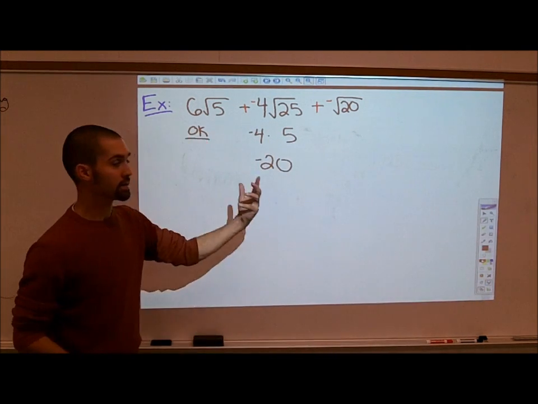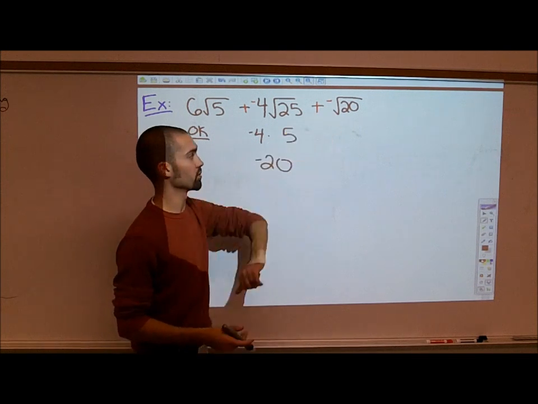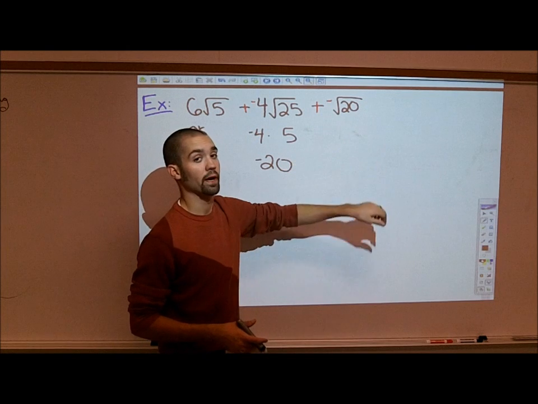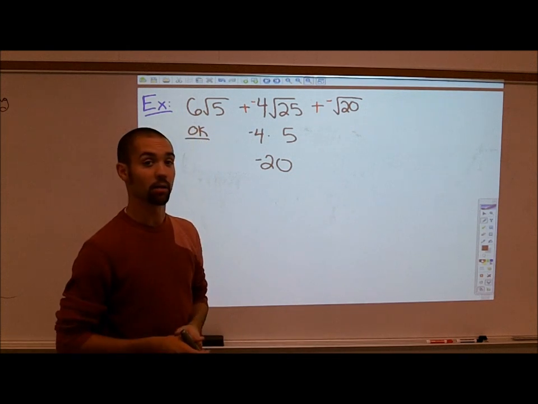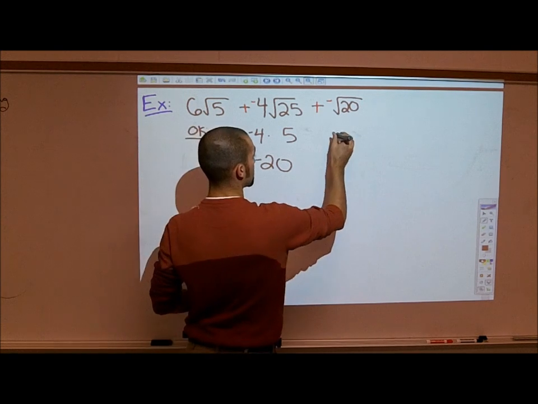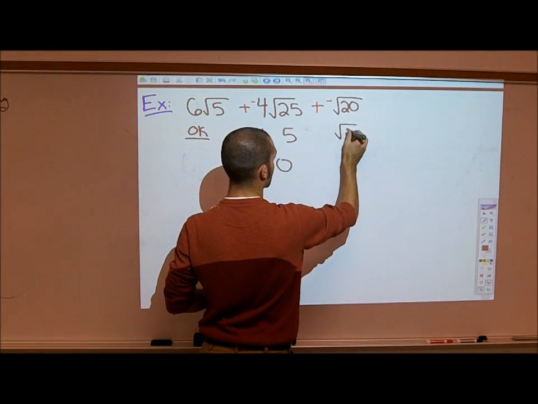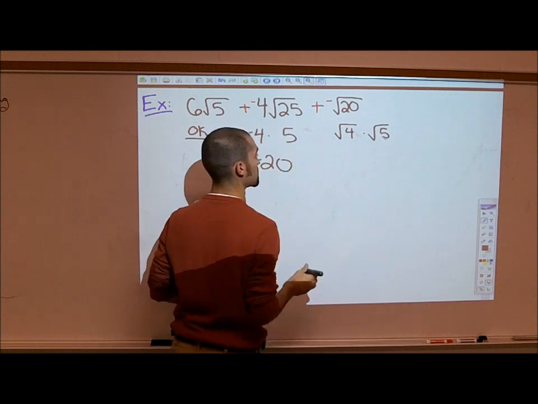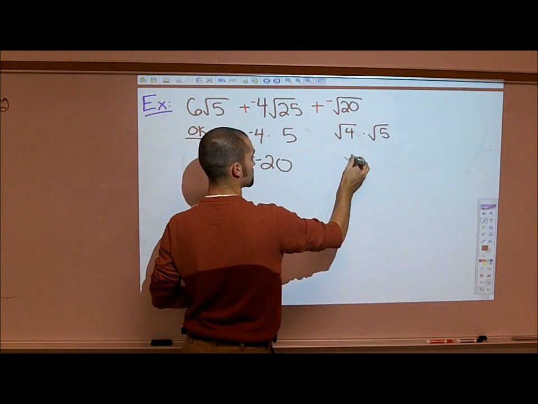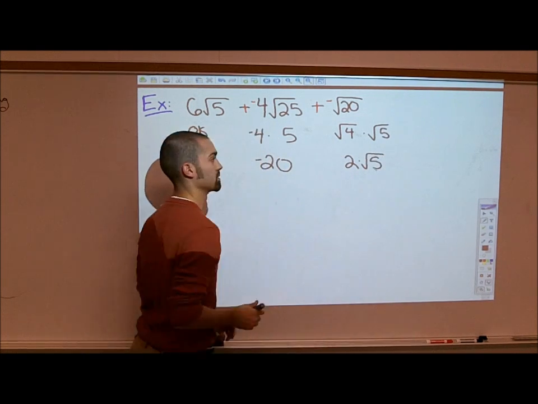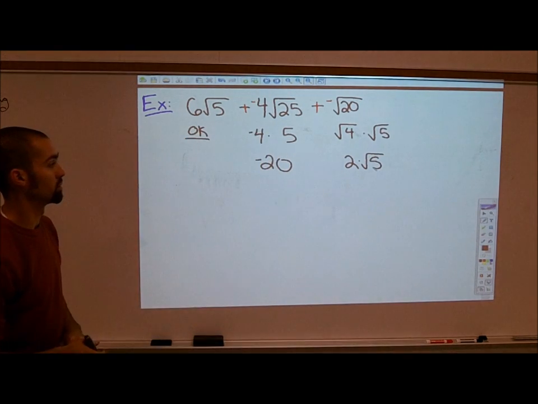And then I'm going to this guy. Well, this is the negative square root of 20. I know my final answer there is going to be negative. So now I just have to worry about simplifying it. 20 is not a perfect square. However, there's a perfect square that goes into 20. That's the square root of 4 times the square root of 5. Square root of 4 is 2, times the square root of 5, because 5 is as far as it goes.